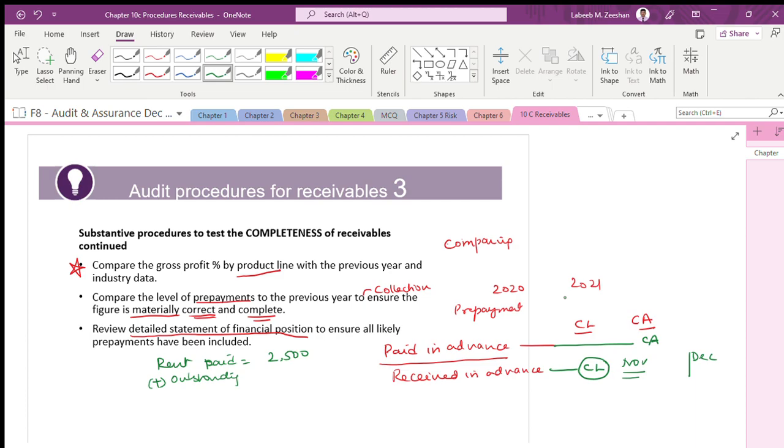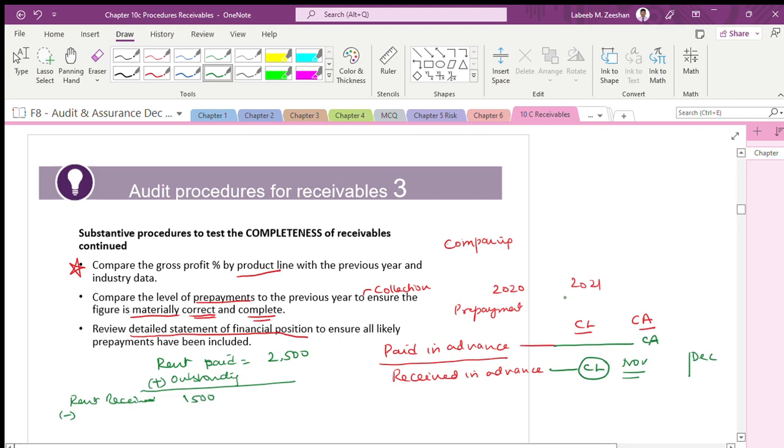You will add outstanding. Outstanding means it has not been paid. Fine. Now, think in terms of rent received. Rent received is how much? 1,500 minus. What will you do? You will say that it is rent received in advance, for the next month. You deduct 100 reals. Is it right?